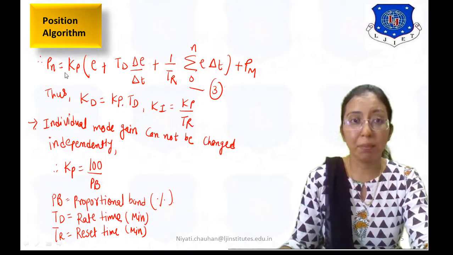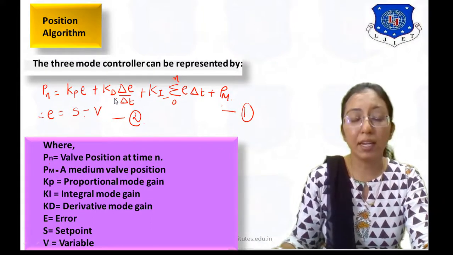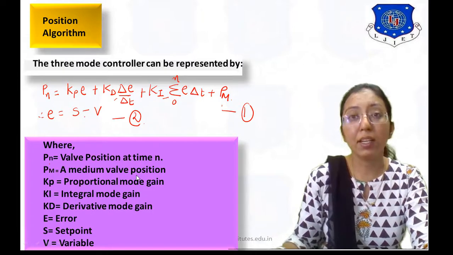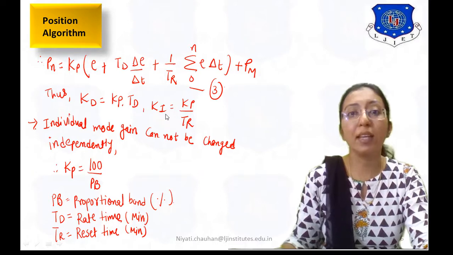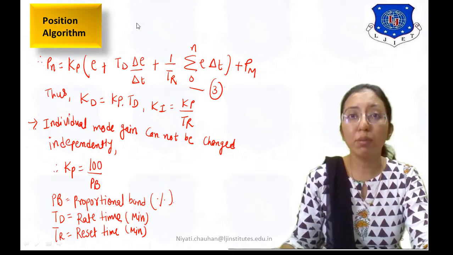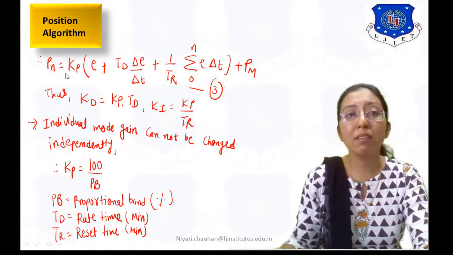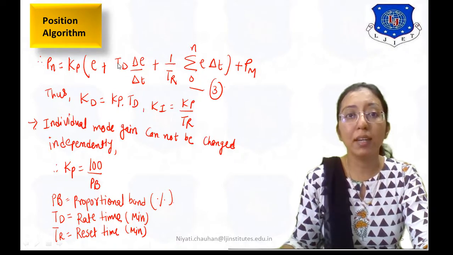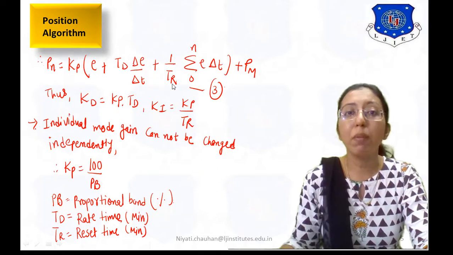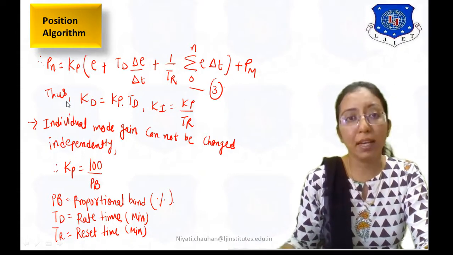Now we take Kp as common. In the earlier equation we wrote Kd for the derivative gain and Ki for the integral gain, so we are replacing them: Kd is equal to Kp into Td, and Ki is equal to Kp upon Tr. In equation 1 we replace these values and we get equation number 3. Equation number 3 is Pn = Kp [E + Td ΔE/ΔT + (1/Tr) Σ(0 to n) E dt] + Pm. So we have replaced Kd and Ki.